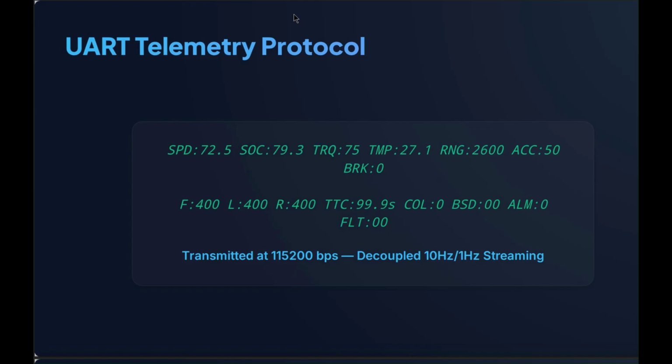To get this data to the engineer, we rely on a robust UART telemetry protocol. We transmit structured strings containing data points like speed, SOC, torque, temperature, and sensor ranges at 115,200 bps. The data stream is decoupled into 10 Hz and 1 Hz streaming rates to optimize bandwidth and parsing.